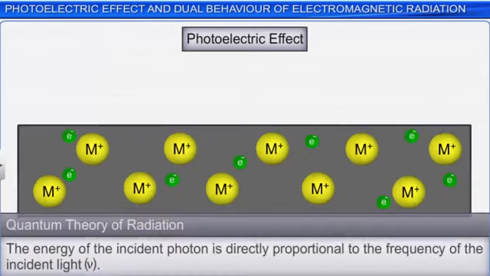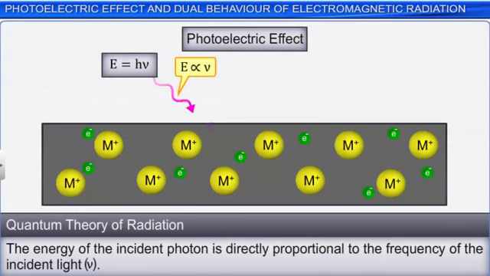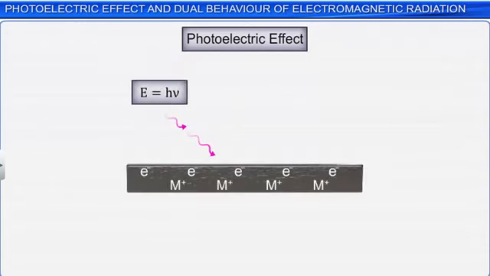From the quantum theory of radiation, we know that the energy of the incident photon is directly proportional to the frequency of the incident light. The minimum frequency that provides enough energy just to release an electron from the surface of a metal is called the threshold frequency, designated as nu-0. Hence, when a beam of light, that is, a beam of photons, strikes the surface of the metal, electrons will be ejected only if the incident photons have the frequency nu greater than the threshold frequency nu-0.